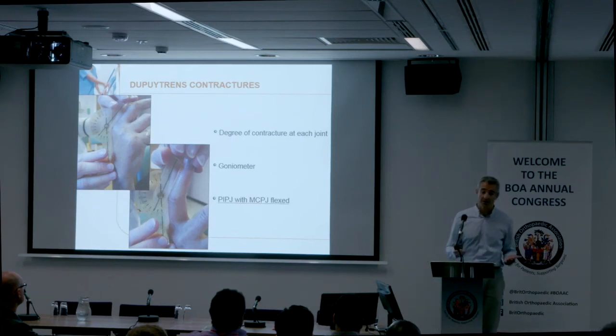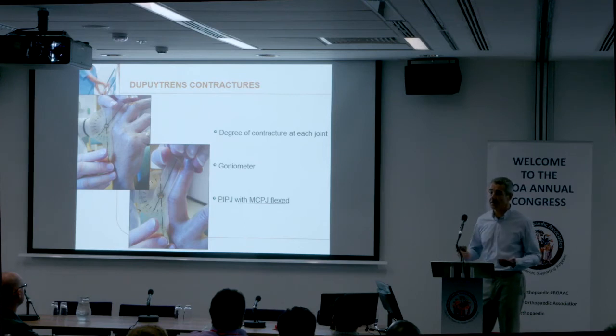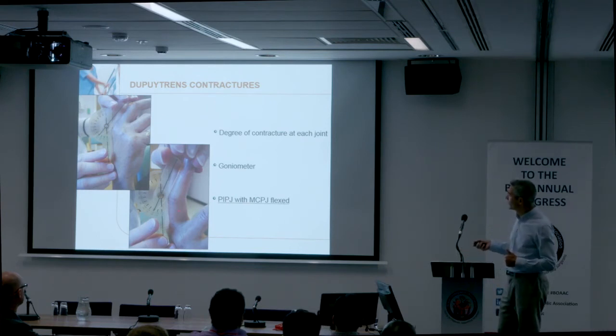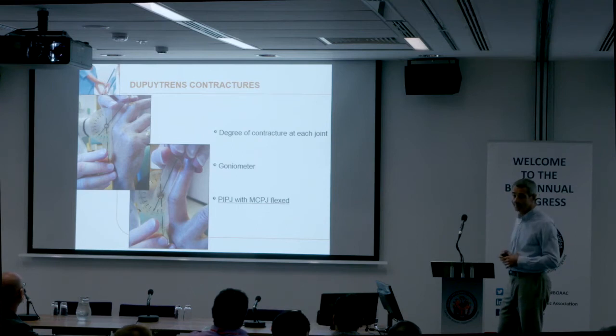If you do have a contracture, and you want to measure the level or the degree of that contracture, you can get your goniometer out. Is this correct? Measuring the PIP joint with the MCP joint extended? No. You have to measure the PIP joint with the MCP joint flexed.